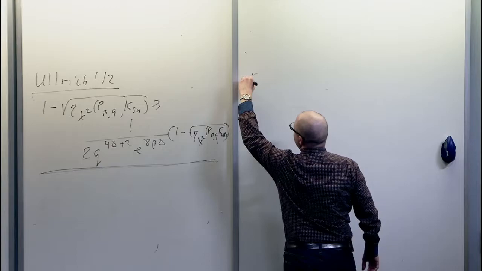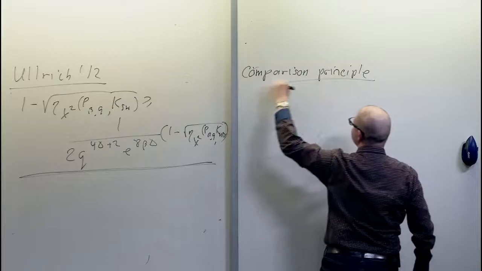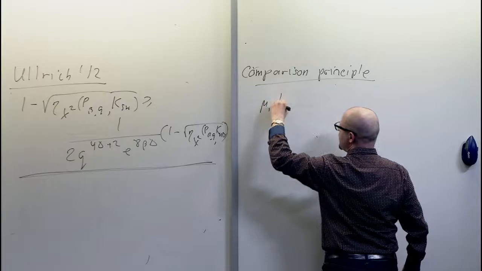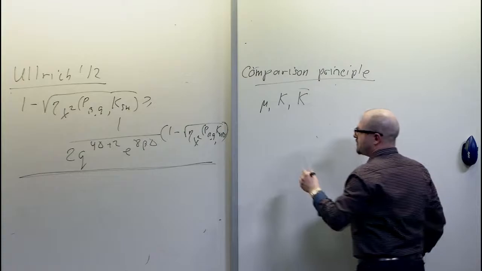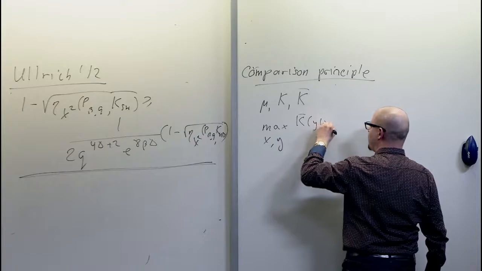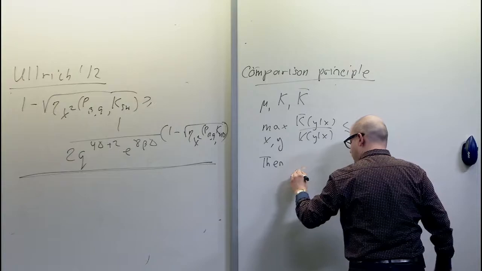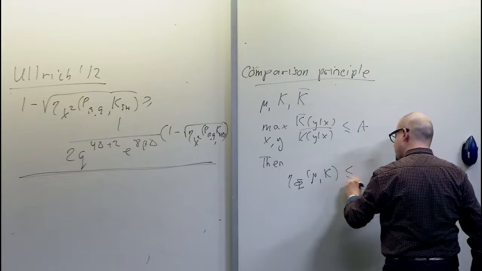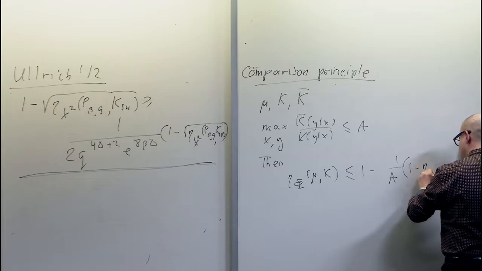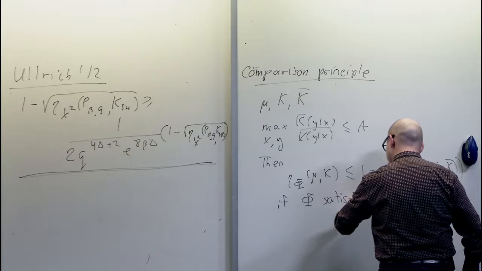It's a comparison principle for strong data processing constants. And it says the following. I'm going to state a simple form of it. Suppose I have a distribution mu and two stochastic transformations k and k bar from the same input set to the same output set. Suppose that the maximum over all x and y of k bar(y given x) divided by k(y given x) is less than or equal to some constant a. Then eta_phi(mu, k) is less than or equal to 1 minus 1/a times (1 minus eta_phi(mu, k bar)), if phi satisfies a mild condition, a homogeneity condition.